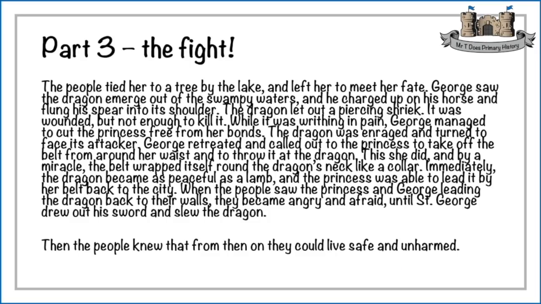Part 3. The fight. The people tied her to a tree by the lake and left her to meet her fate. George saw the dragon emerge out of the swampy waters, and he charged up on his horse and flung his spear into its shoulder. The dragon let out a piercing shriek. It was wounded, but not enough to kill it. While it was writhing in pain, George managed to cut the princess free from her bonds. That's what she was tied up with.